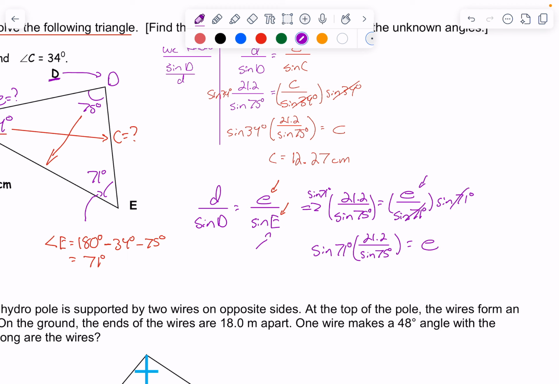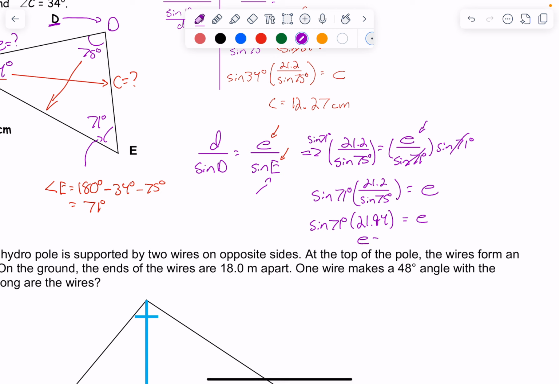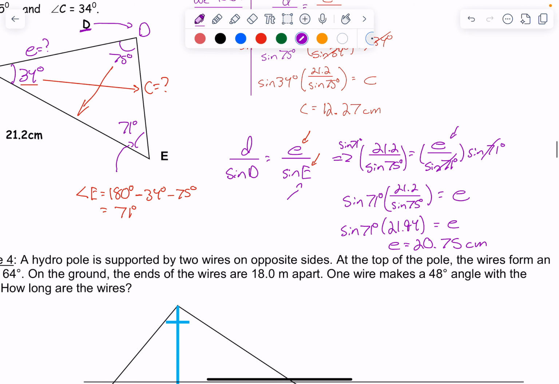Once again, plug it into your calculator. So it's 21.2, divide that by sine 75, multiply that by sine 71. So I'll just write this out just so you can actually see it. So this would be sine 71. I did this for bracket first on my calculator, so I got 21.94. And now when I go 21.94 times sine 71, that's when I get my E to be equal to 20.75 centimeters. And there we go.